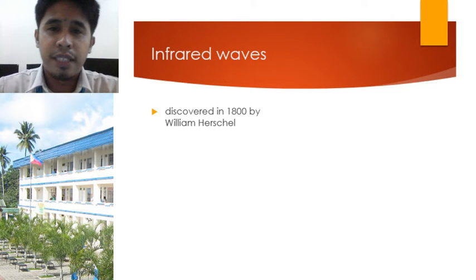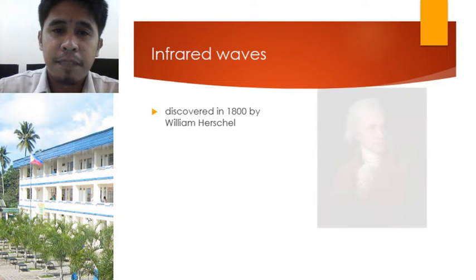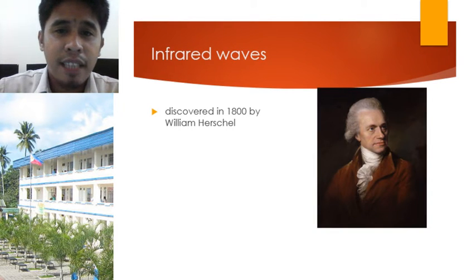Infrared waves were discovered in 1800 by William Herschel when he placed a thermometer beyond the red color of the visible spectrum, causing the rise in the temperature. This is the reason why infrared waves are also called heat waves.